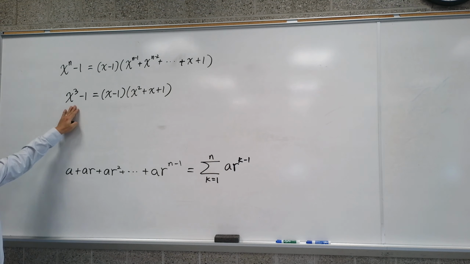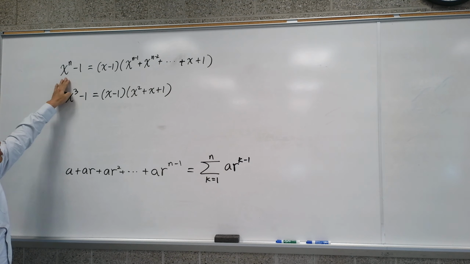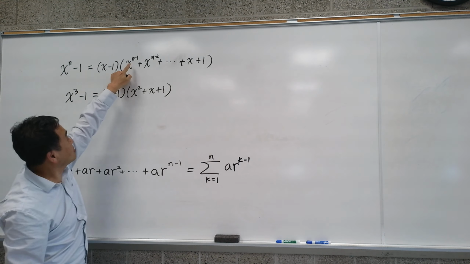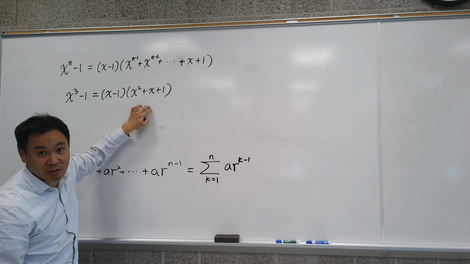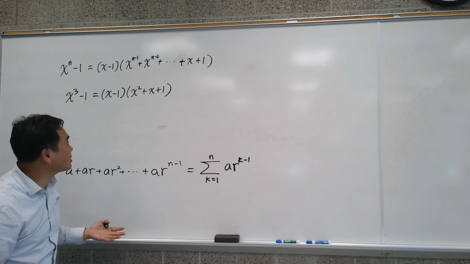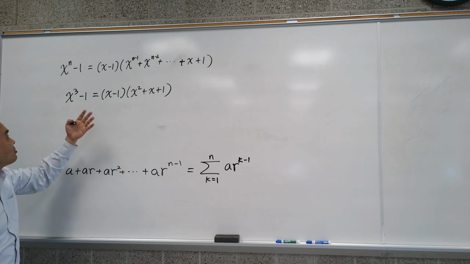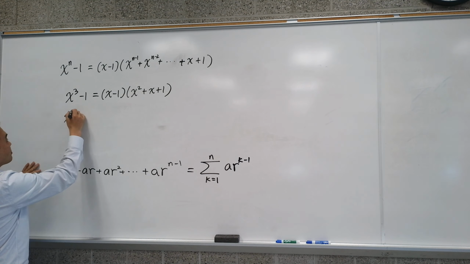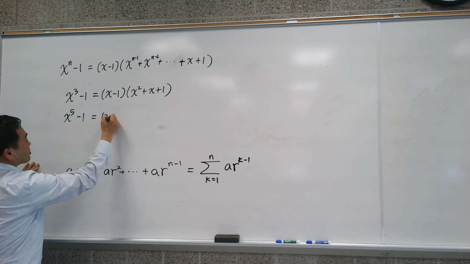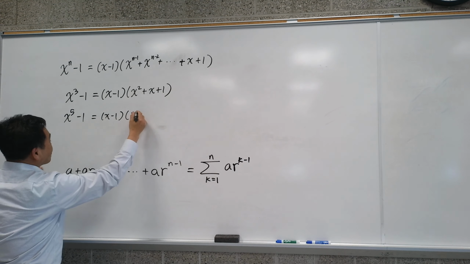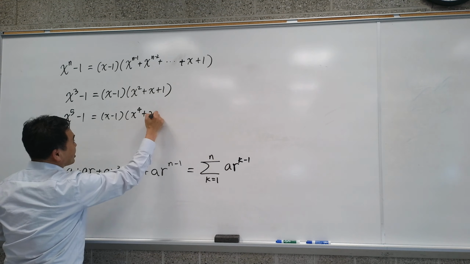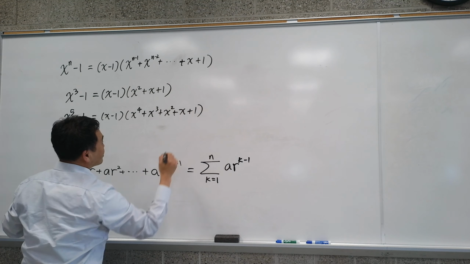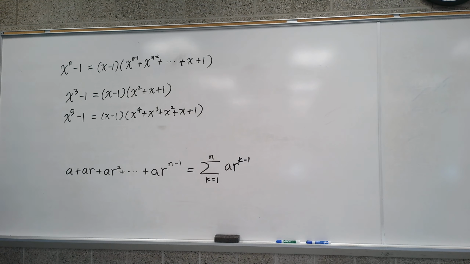So this one is exactly the same as this one if n is 3, right? Because 3 minus 1 will give you 2, and then you just keep going down, right? So just from this, you can kind of accept, oh yeah, in general, if you have like x to the 5 minus 1, this is going to be x minus 1 times x to the 4th, x to the 3rd, x squared plus x plus 1. That's going to be true.